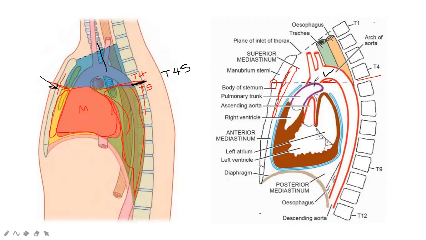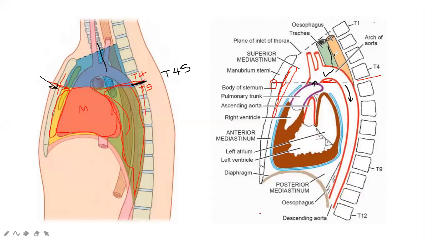The ascending part is within the mid mediastinum. The descending part is within the posterior mediastinum. In the superior mediastinum we have the arch of the aorta and its branches: the brachiocephalic trunk, the left common carotid and the left subclavian. Then the esophagus and the trachea, the upper part of the thymus, and the vagus nerve, of course, because it travels with the esophagus in the posterior mediastinum.